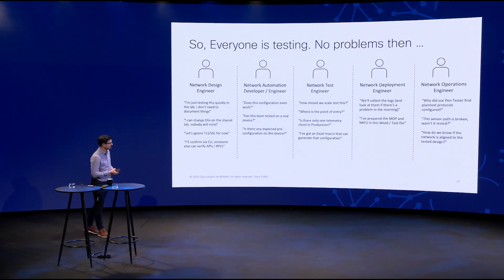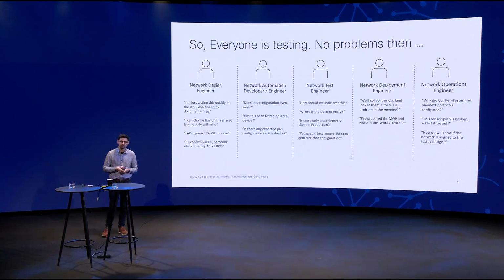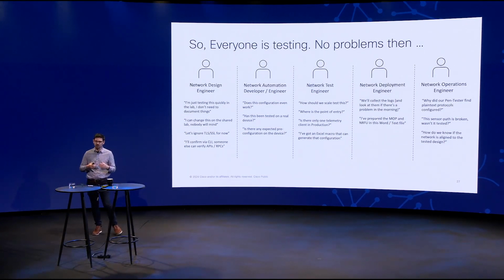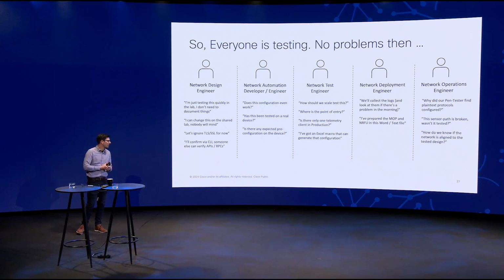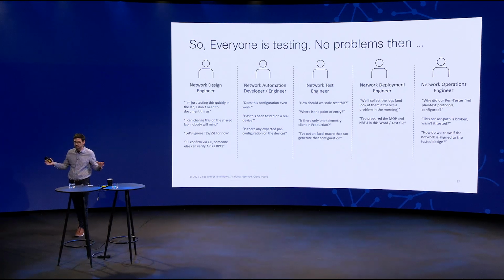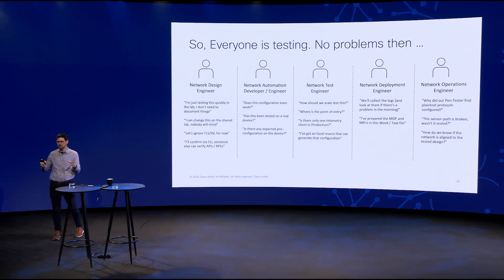Network test engineers might be asking, how do we scale this? If we talk about telemetry and we talk about dial-in telemetry, how many dial-in servers are we going to have in production to actually mimic the representative load on the box? And, oh, I've got an Excel macro that's going to generate the entire device config for 10,000 services. I'll just bulk dump that config on the box and see how it behaves.